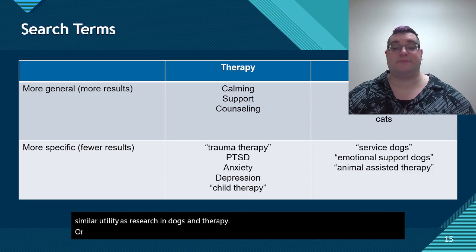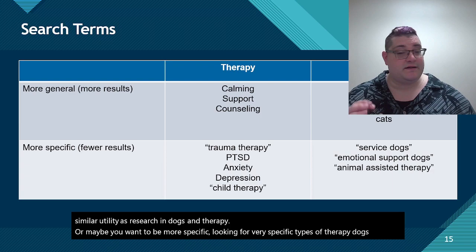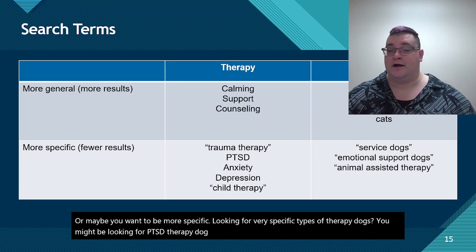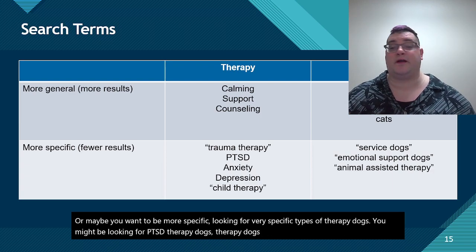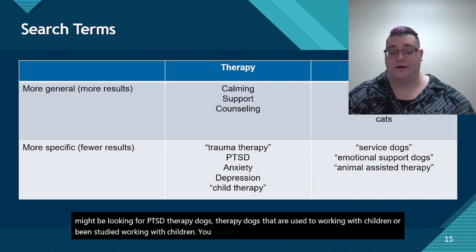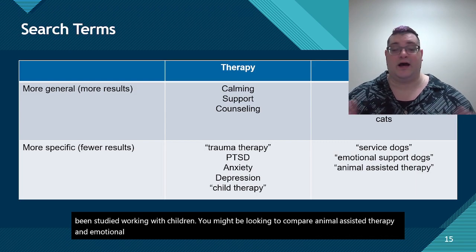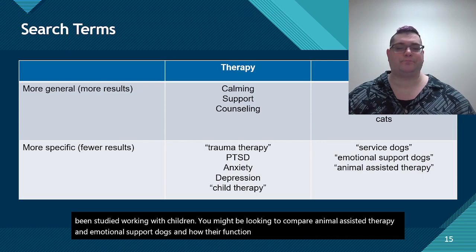Or maybe you want it to be more specific. You're looking for very specific types of therapy dogs. You might be looking for PTSD therapy dogs that are used to working with children or have been studied working with children. You might be looking to compare animal-assisted therapy and emotional support dogs and how they function differently.